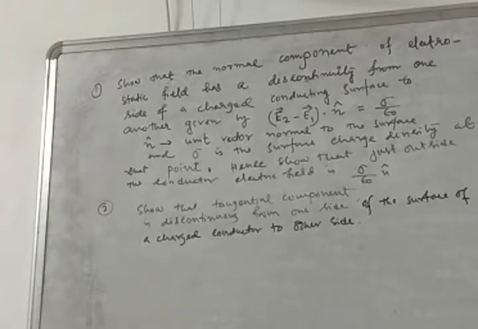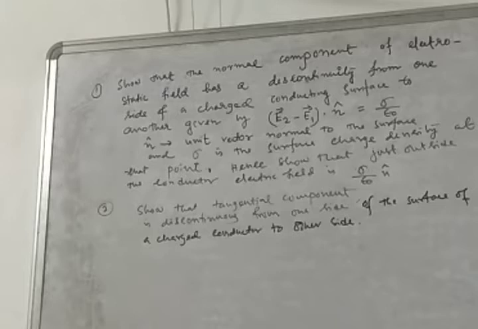Just see. Show that a normal component of electrostatic field has a discontinuity from one side of a charged conducting surface to another, given by (E2 minus E1) dot n is equal to sigma by epsilon naught, where n is the unit vector normal to the surface and sigma is the surface charge density at the point. Hence show that just outside the conductor the electric field is sigma by epsilon naught n. n is the outward normal.